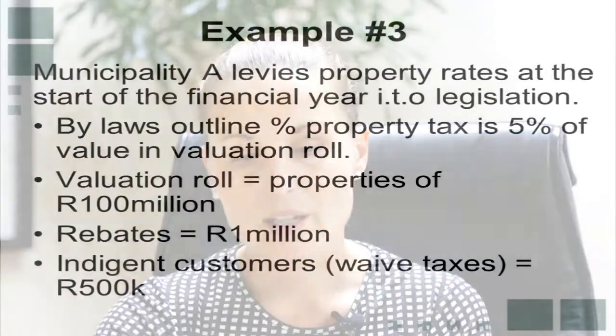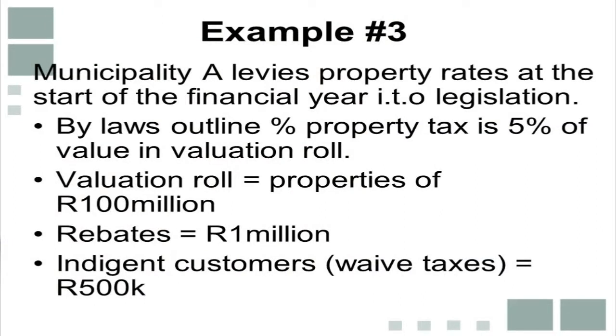The third example relates to property rates, and this is typically in the local government sector. Municipalities would have a valuation roll, which indicates what the valuation of properties are. The bylaws would indicate what the percentage is of tax that the municipalities are entitled to collect on properties. So assume that the bylaws outline that the property tax is 5%, the valuation roll is 100 million, you have rebates of 1 million, and then if you are an indigent customer, which typically gets further concessions on your property rates, they have decided to waive the tax of 500,000.